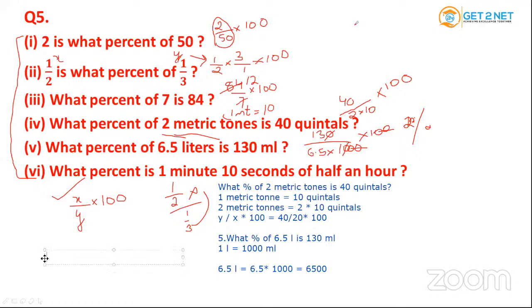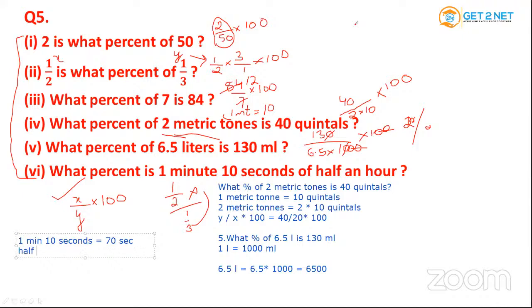What percent of half an hour is 1 minute 10 seconds? 1 minute 10 seconds is how many seconds? 1 minute is equal to how many seconds? 60 seconds. Okay. Now 60 plus 10, 70 seconds.